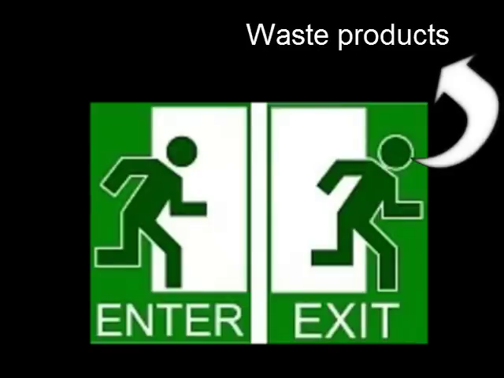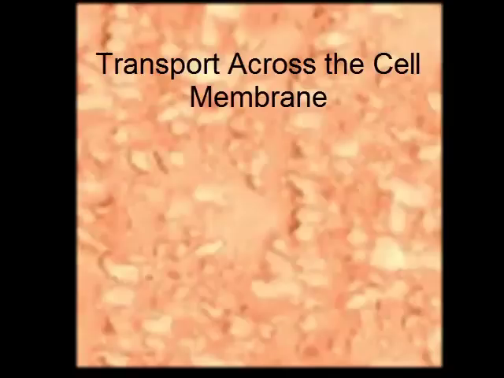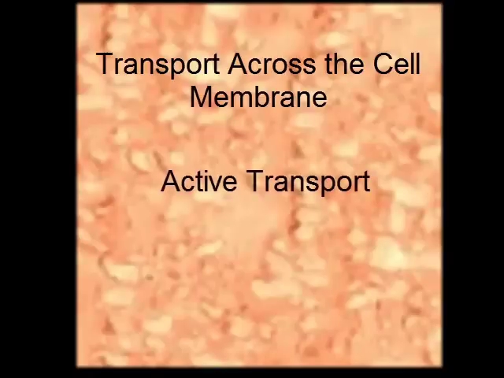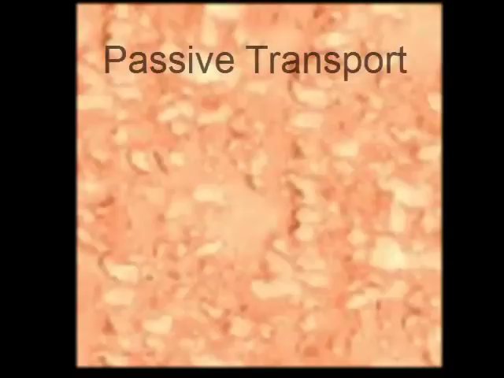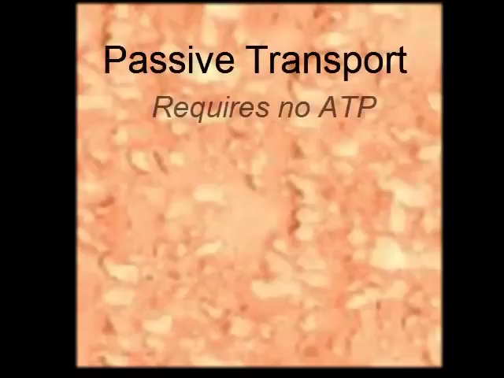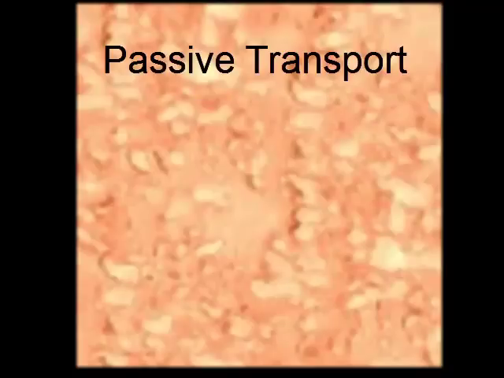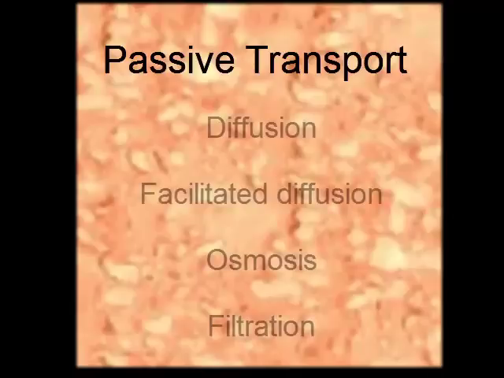There are two mechanisms that allow things to move across the cell membrane. We divide those processes into either active transport or passive transport. The first one we're going to talk about is passive transport. Passive simply means it requires no ATP. It requires no energy. The cell doesn't have to expend any energy to bring stuff into the cell. And there are 4 types of passive transport we're going to discuss: diffusion, facilitated diffusion, osmosis, and filtration.